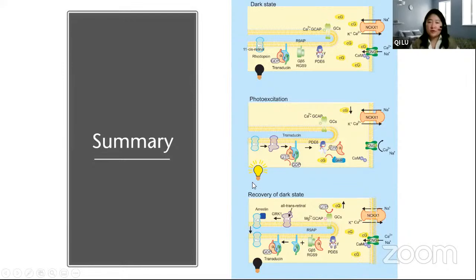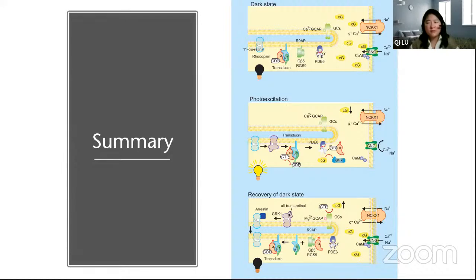When the photoreceptor captures a photon, rhodopsin will change to rhodopsin star and activate transducin, and the alpha subunit will bind GTP, get rid of the GDP, then dissociate from the beta gamma subunit, and bind to the PDE6 gamma subunit.